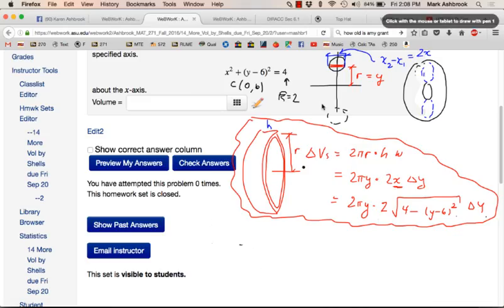Okay, so then we're going to integrate, y goes from, you've got to figure out what that y value is, to that y value. So if we're at center of y equals 6, the radius is 2, it'll go from 4 to 8. So we'll go from 4 to 8. So I'll just do 4 pi y times square root of 4 minus (y minus 6) squared.